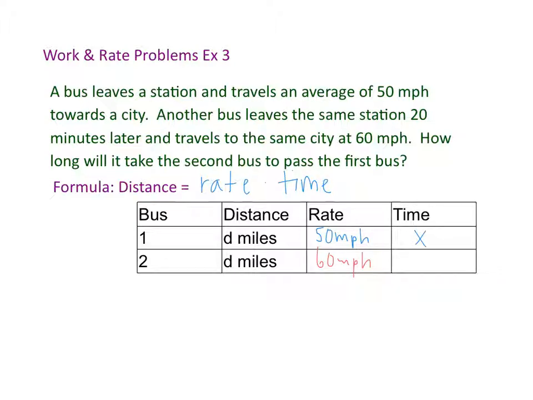But we know in terms of time here that it's leaving 20 minutes later than bus 1. And we want to know when it passes bus 1. So essentially is equal to, meets bus 1. So we can say here for the time, since it leaves 20 minutes later, x minus 20. x minus 20 minutes. So now let's look at setting up this problem.